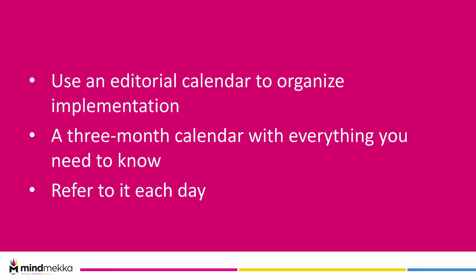Once you have a solid content marketing plan and you're ready to implement it, it's time to get organized with an editorial calendar. This calendar will keep you on track and organize your implementation so that it goes according to plan. Your editorial calendar will be at most a 3-month calendar with time estimates, responsibilities, resources, deadlines, and everything you need to get started. Each day, you can refer to your calendar and know exactly what needs to get done.